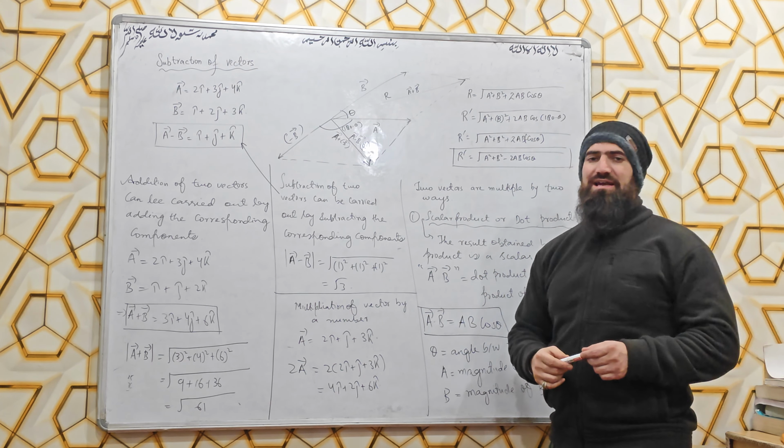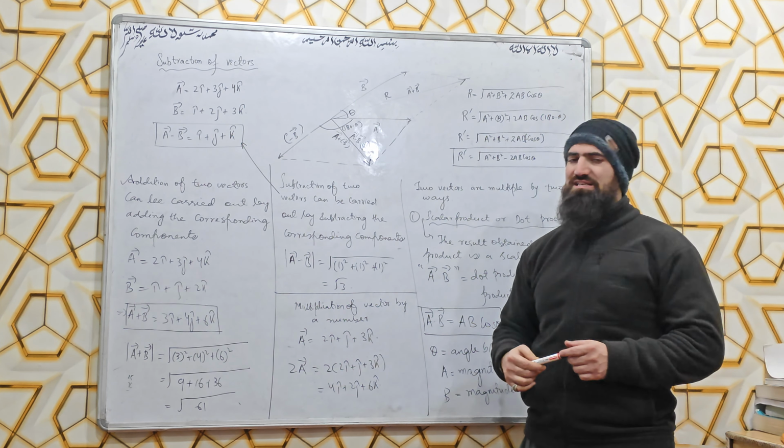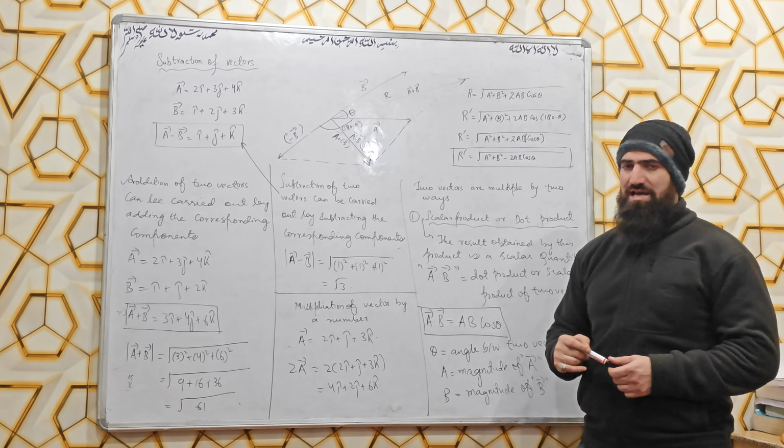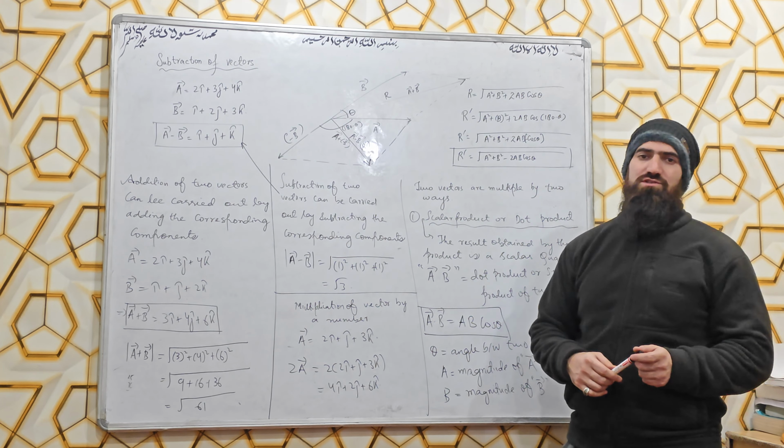Then we can also find the magnitude of the subtraction of two vectors, as magnitude of a minus b is equal to root of x component square plus y component square plus z component square. So it will be 1 square plus 1 square plus 1 square, that is root of 3.